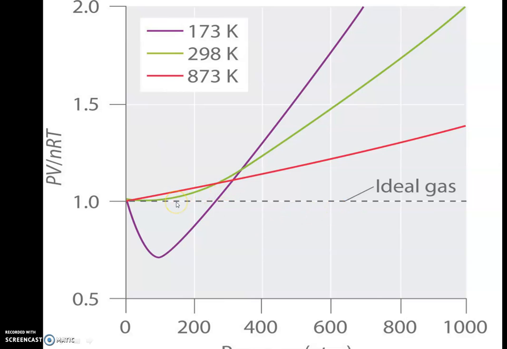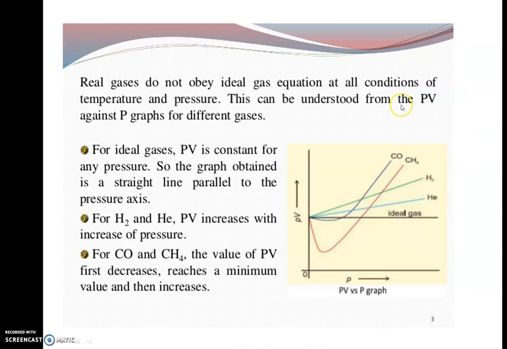But at different temperatures, we can see they are deviating this much from the ideal behavior. This violet color shows this much deviation at 173 Kelvin. So you can see that at each temperature it is varying from ideal behavior. So we'll see what's happening here. Real gases do not obey the ideal gas equation at all conditions of temperature and pressure.